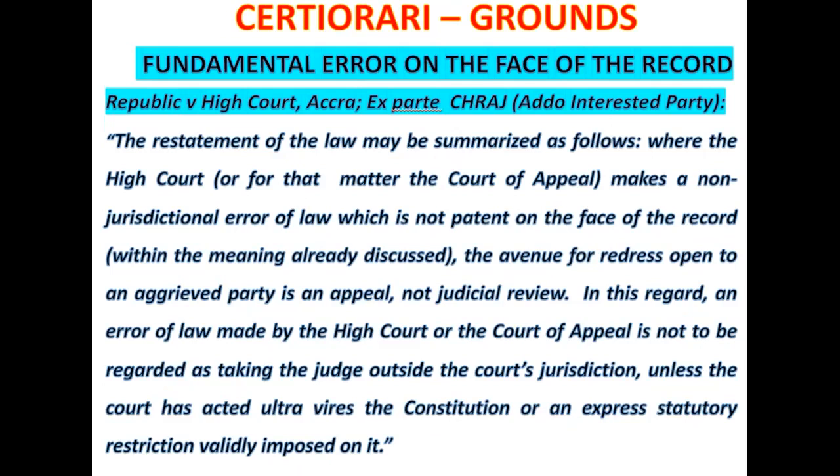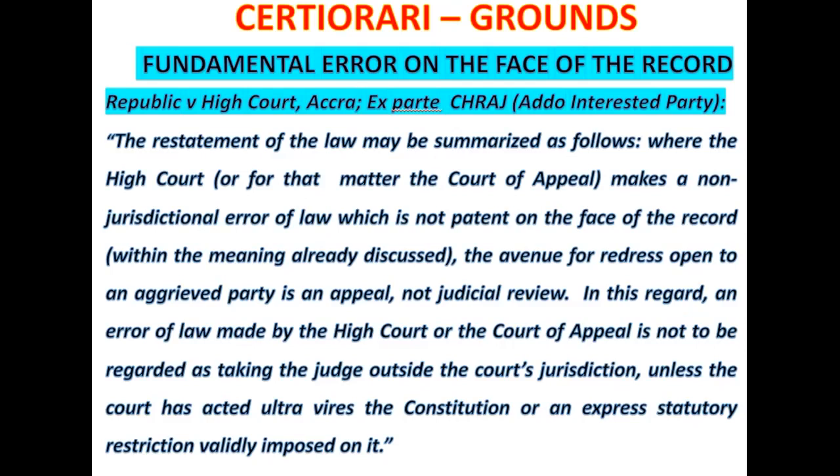We are also being told in this ex parte Trash case that if the High Court commits an error which is a non-jurisdictional error, which is not patent on the face of the record, then please, you don't come for certiorari. You go for an appeal, because it's an error which does not go to jurisdiction and it's also not patent on the face of the record.